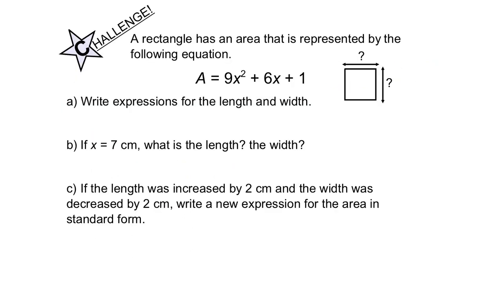Now here's the challenge question. A rectangle has an area that is represented by the following equation. Area is equal to 9x squared plus 6x plus 1. I don't know the dimensions of the rectangle, but I want you to write expressions for the length and width. And then, if you know that x is 7 centimeters, what is the length? Or what is the width?